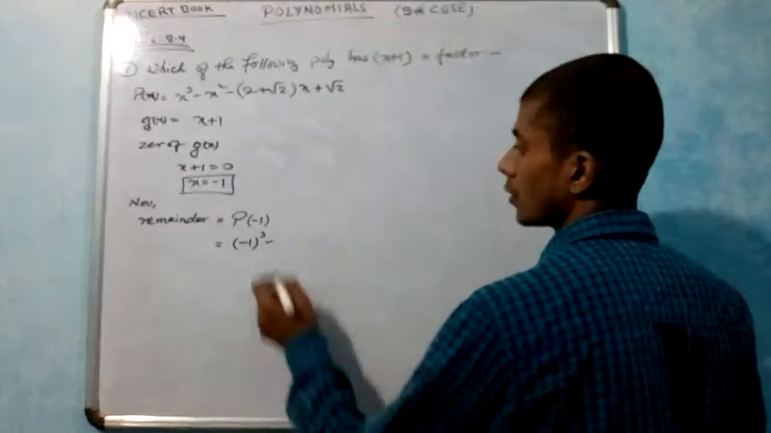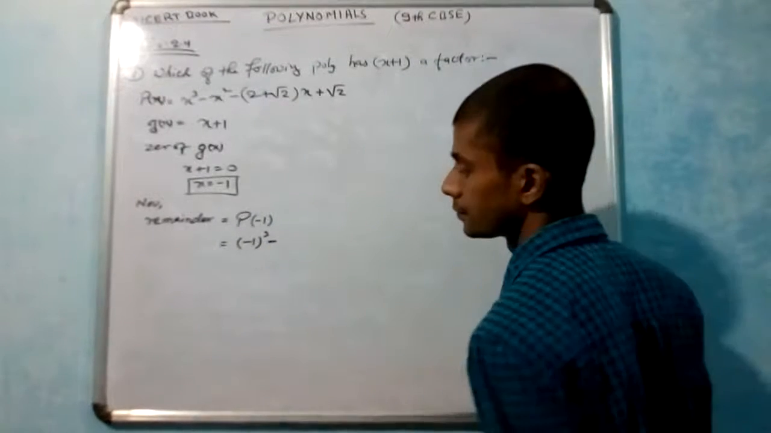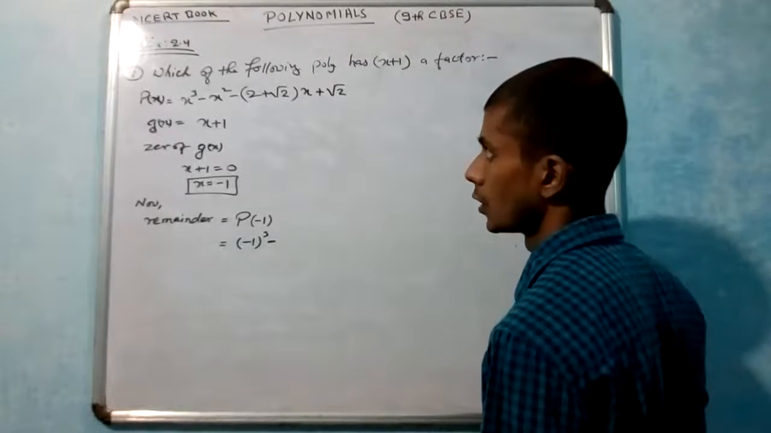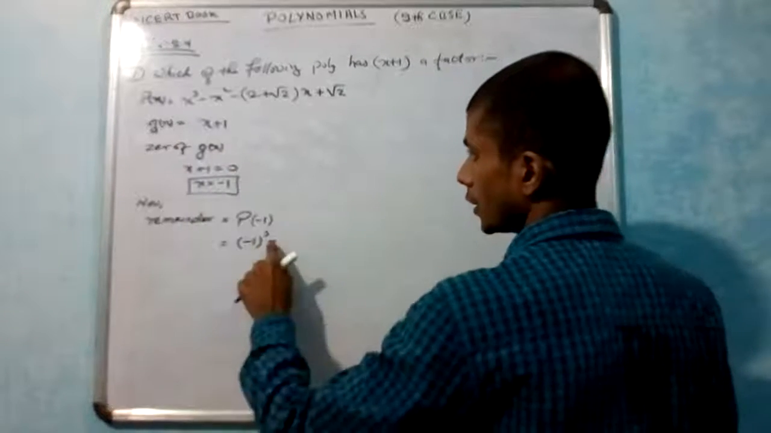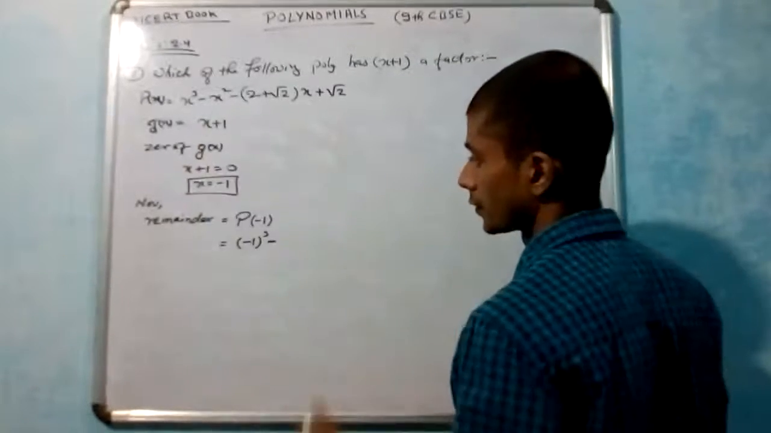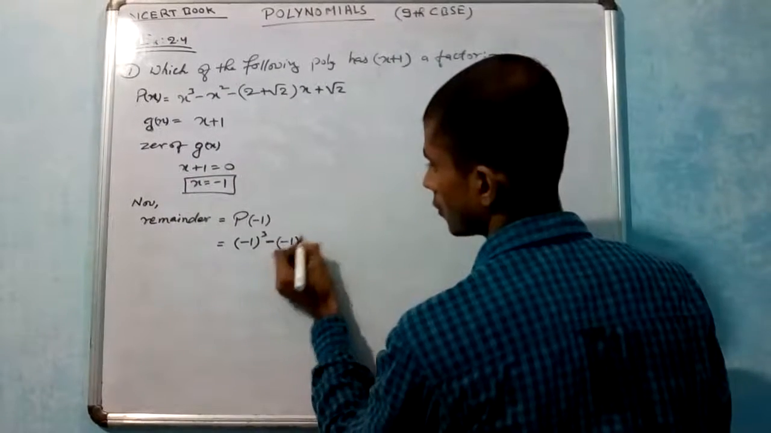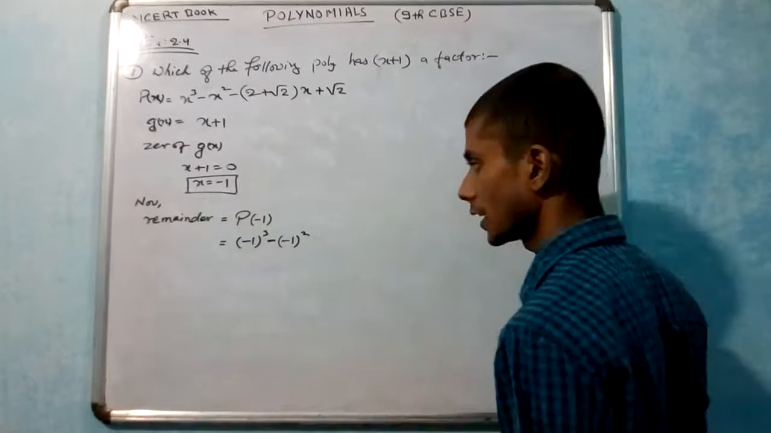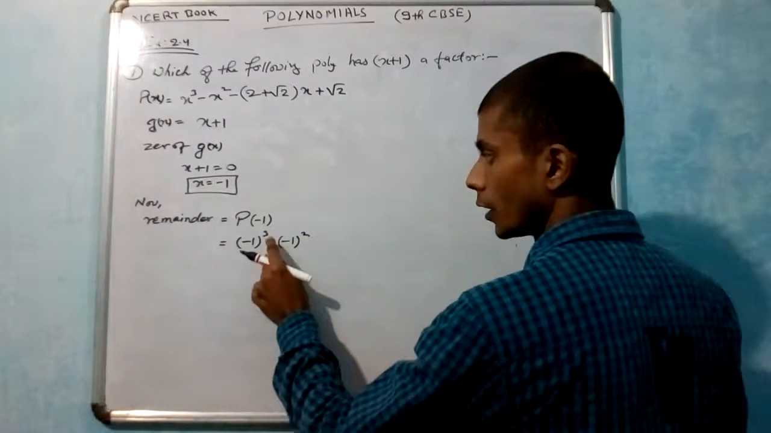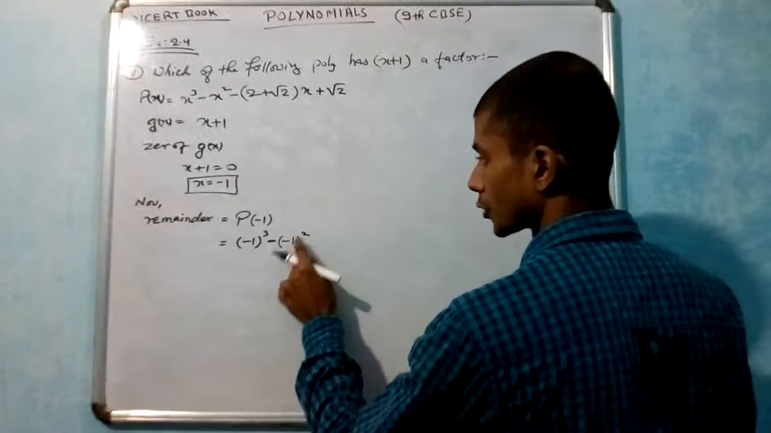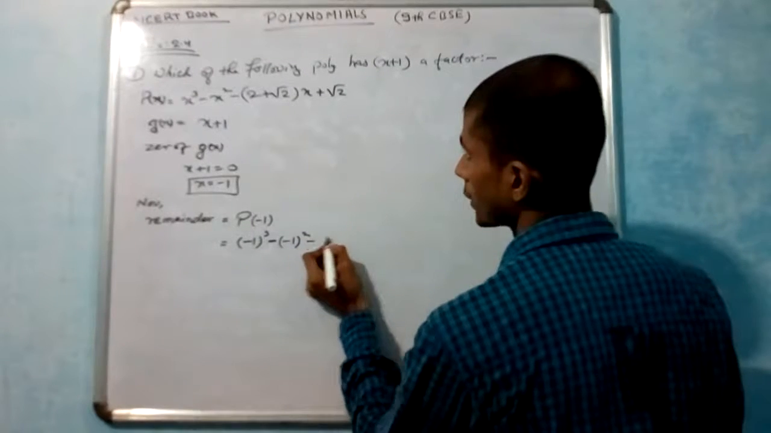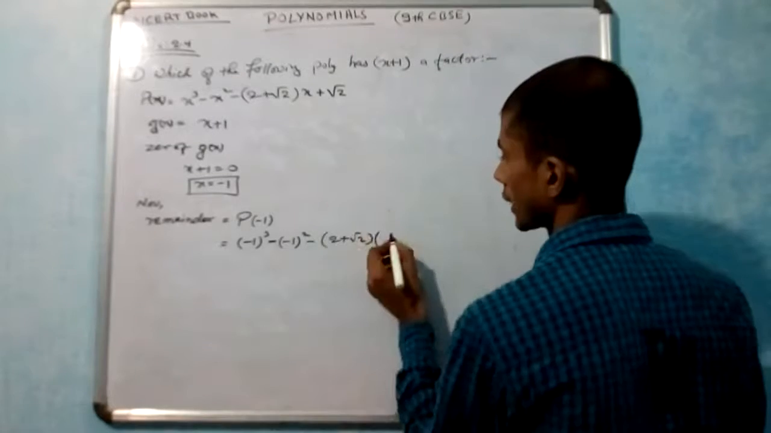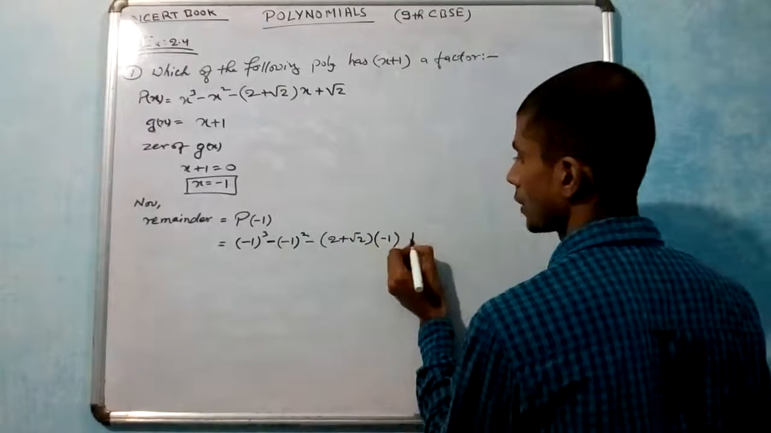Minus, then? Wrong, no. This is minus in the p(x). In place of x, what should I write again? So say minus of minus 1 square. You say like that, no? Minus 1 whole cube minus, again minus 1 whole square, then again minus of 2 plus root 2 as it is, and then under bracket, x, that is in multiplication, so minus 1 and plus root 2.